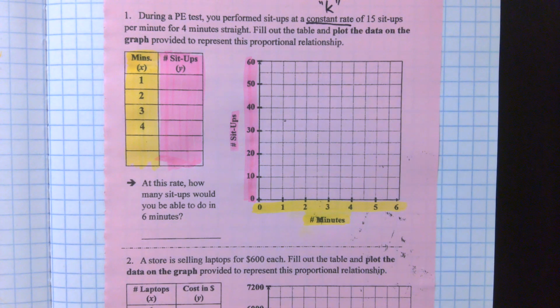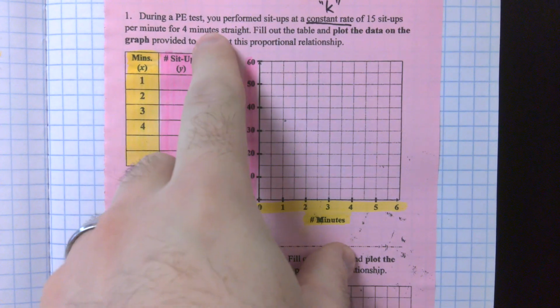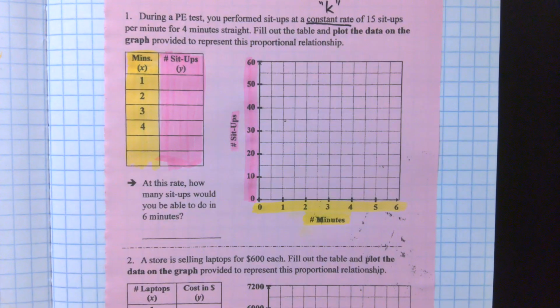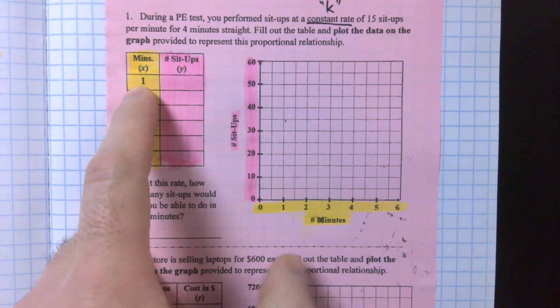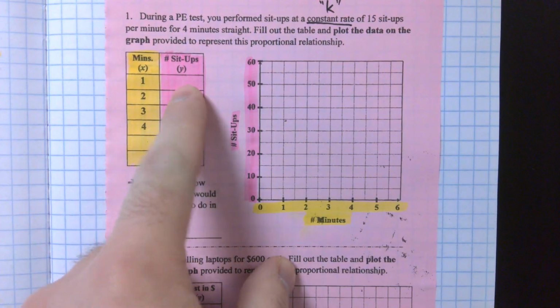So the first thing we always want to do is understand what we're looking at. Before we start writing stuff down, before we start understanding the numbers, we got to understand the problem itself, okay? So, the information we get here is that you can do 15 sit-ups per minute. So, this first little row of my table says in 1 minute, I can do how many sit-ups?